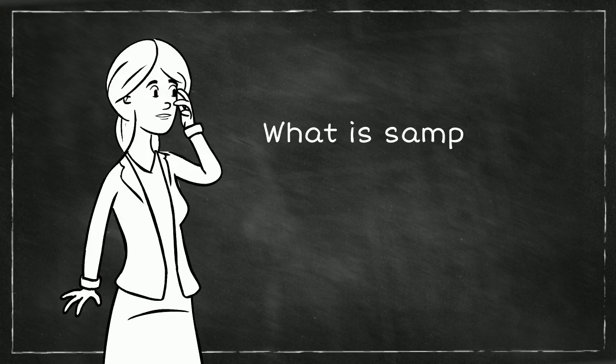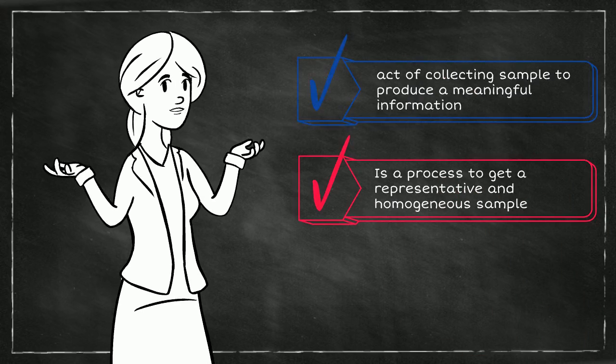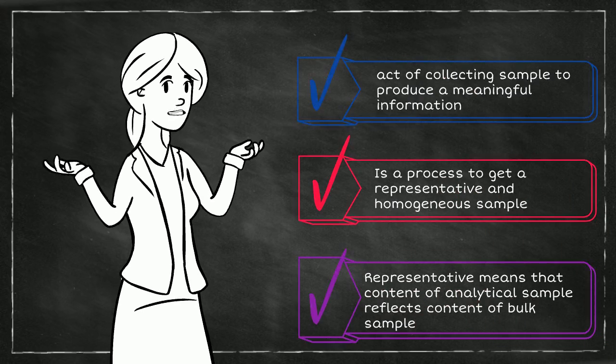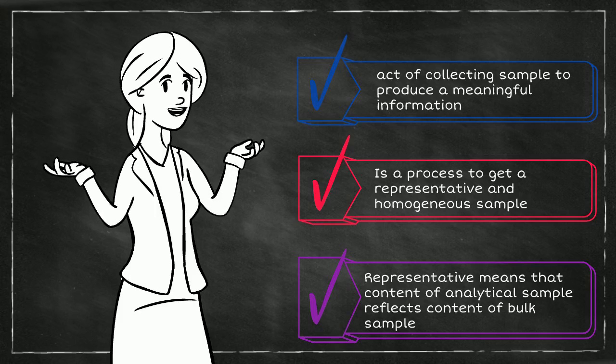So what is sampling? Sampling is an act of collecting samples to produce meaningful information. It is a process to get representative and homogeneous samples. Representative means that the content of an analytical sample reflects the content of the bulk samples.